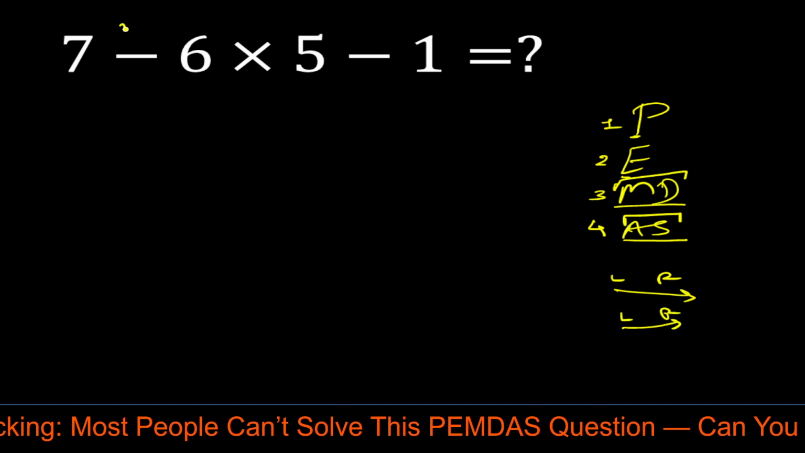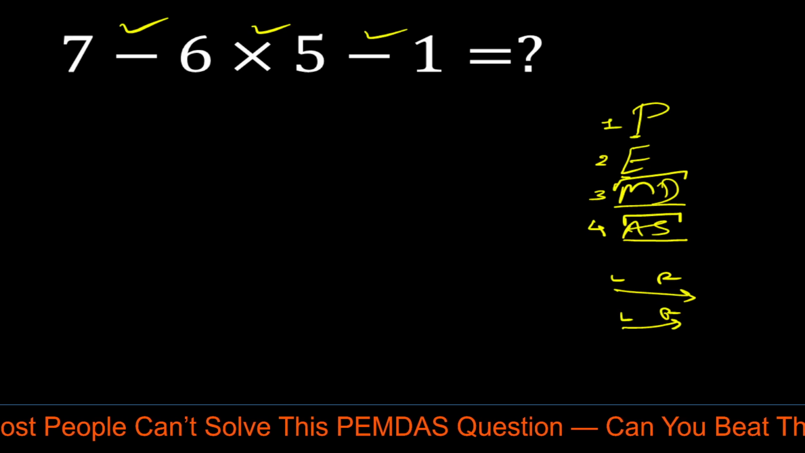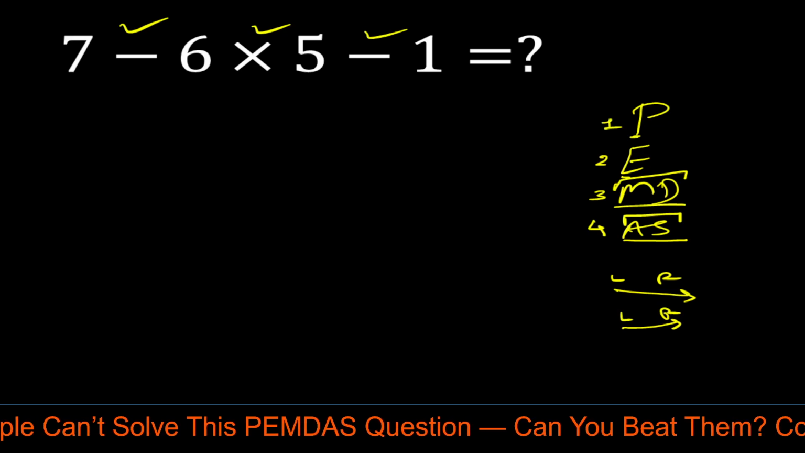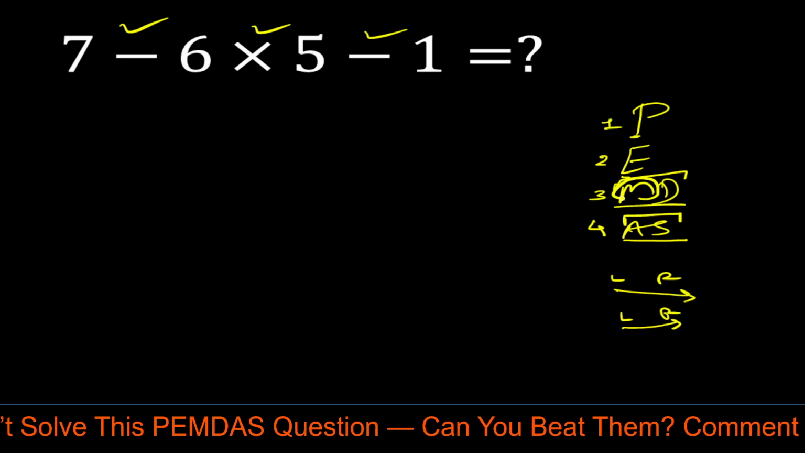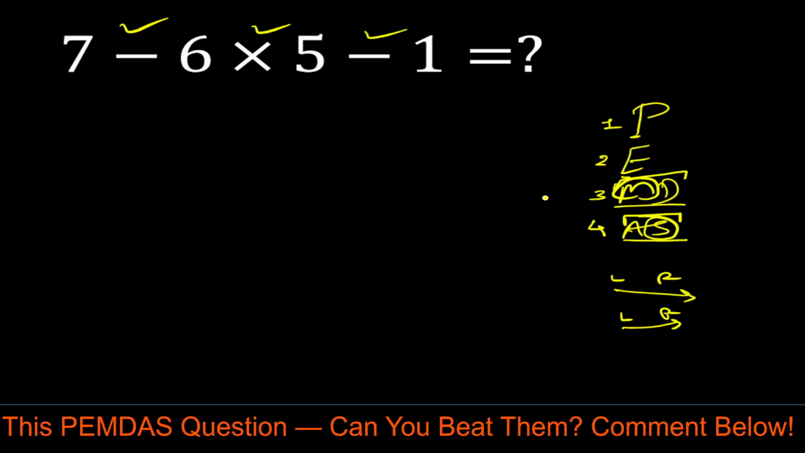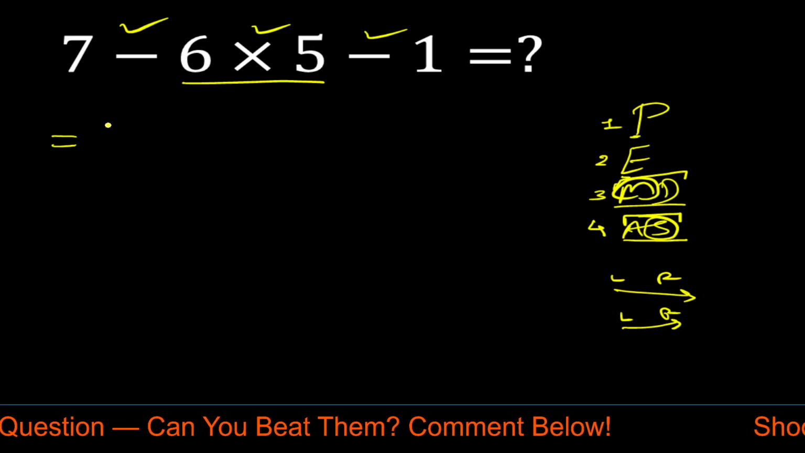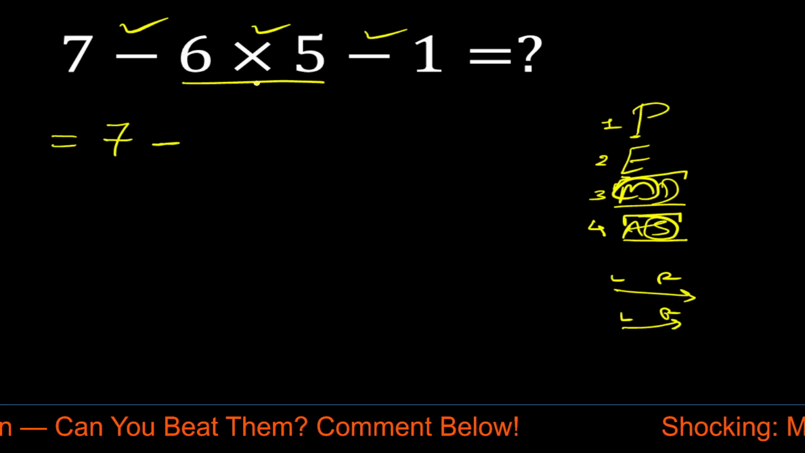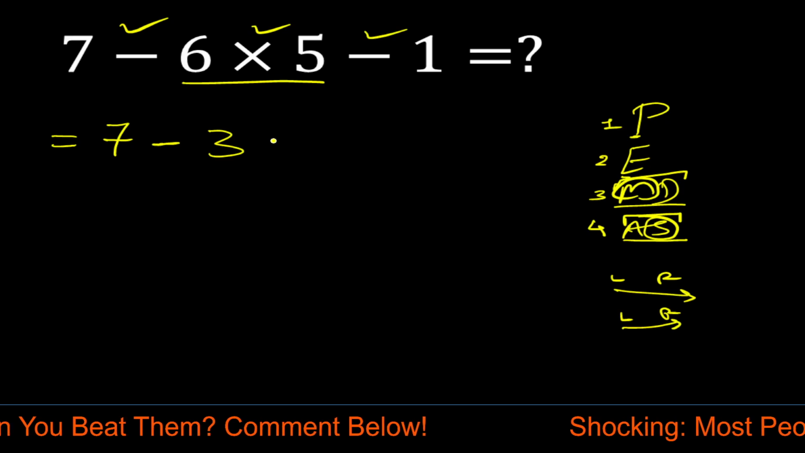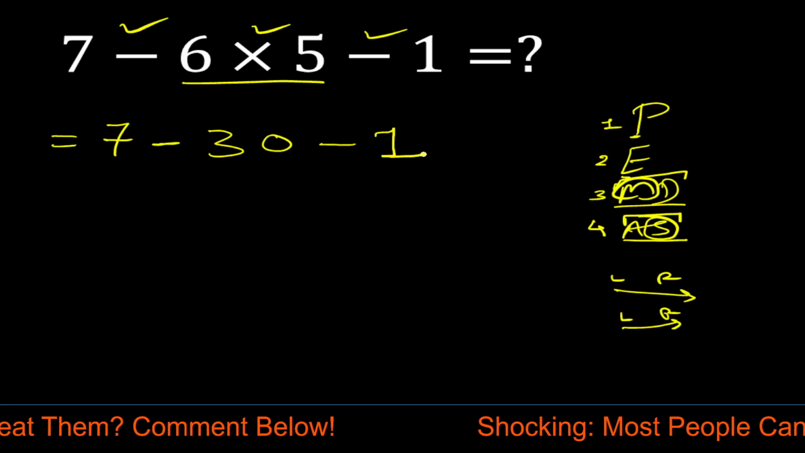So in this question, here we have subtraction, here multiplication, and here subtraction. So according to PEMDAS rule, first we have to solve multiplication, then we have to solve subtraction, right? So first we have to solve this multiplication. So 7 minus, now 6 times 5 is equal to 30 minus 1.